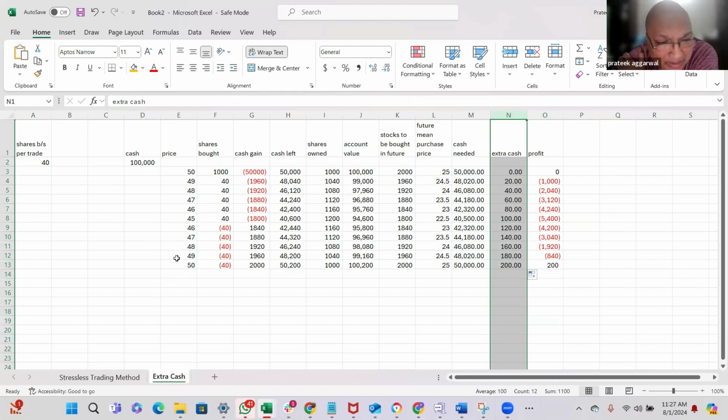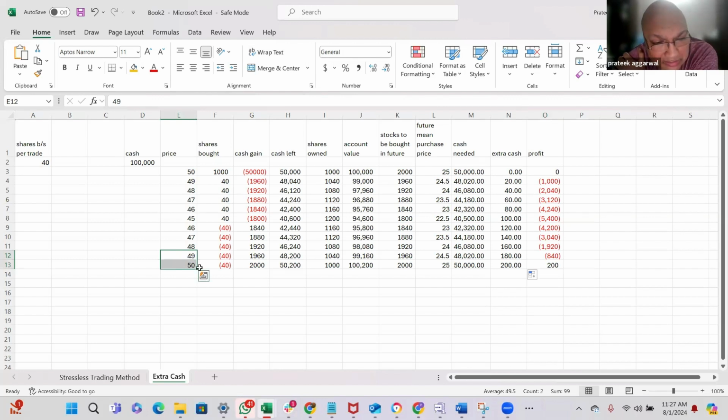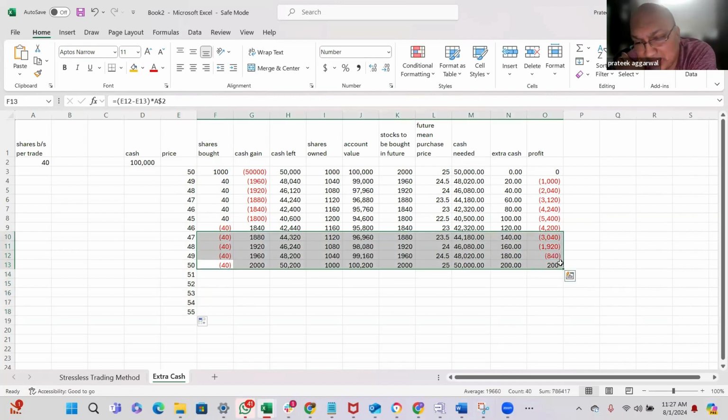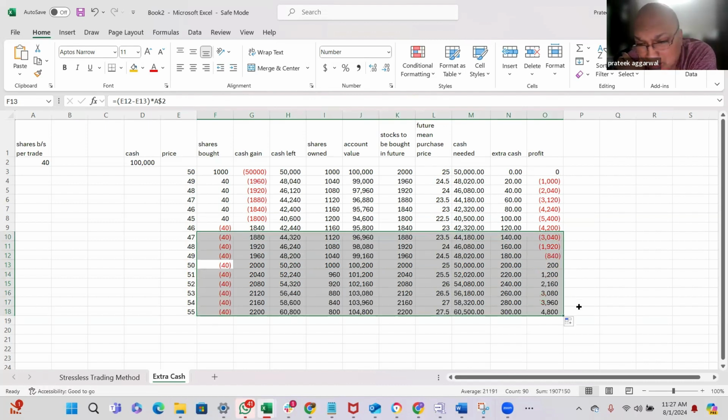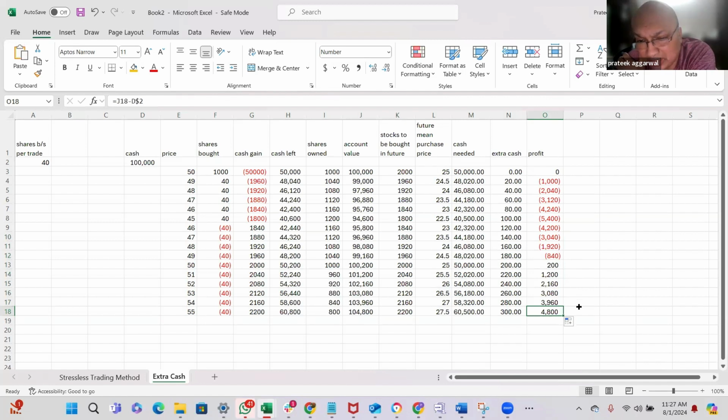For example, if I now stretch this process even further and go to 55 and I just extend these cells, you will notice that at the price of 55, your profit now is 4,800, but your extra cash is just $300, right? So you will say, hey, I made a profit of 4,800. Why can't I withdraw that money right away?